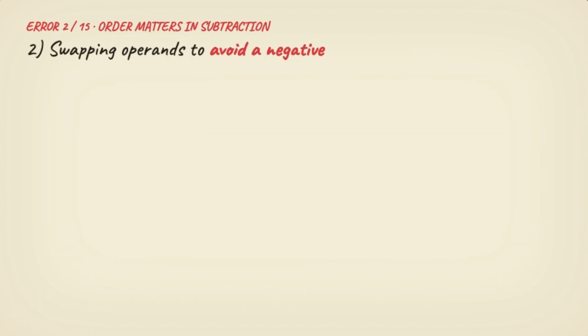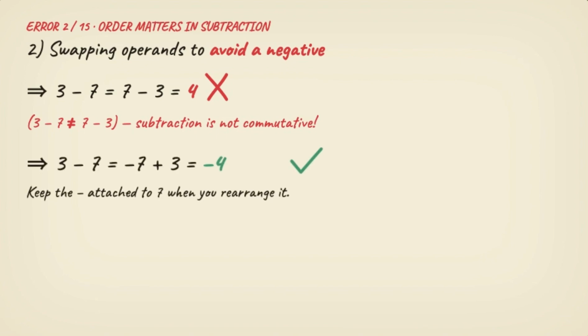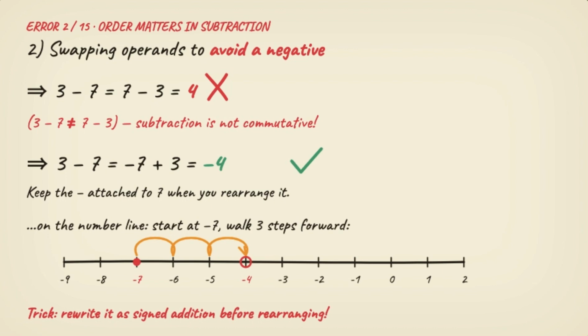Error 2. Swapping operands to dodge a negative answer. Subtraction is not commutative, so 3 minus 7 is not 7 minus 3. Instead, rewrite it as -7 plus 3. From -7 on the number line, move 3 steps forward and you land at -4. So the correct answer is -4.